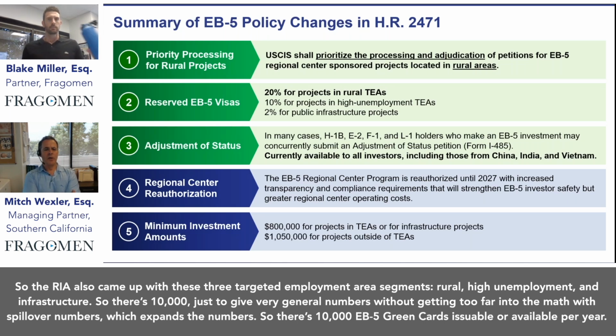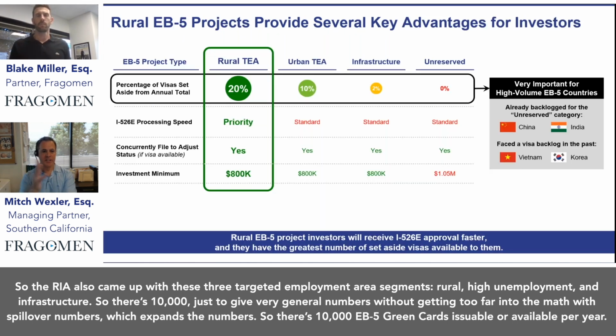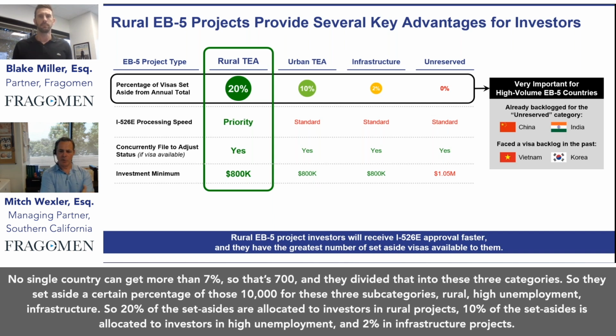The RIA also came up with these 3 targeted employment area segments: rural, high unemployment, and infrastructure. To give very general numbers without getting too far into the math with spillover numbers, which expands the numbers, there are 10,000 EB-5 green cards available per year. No single country can get more than 7%, so that's 700. And they divided that into these 3 categories.